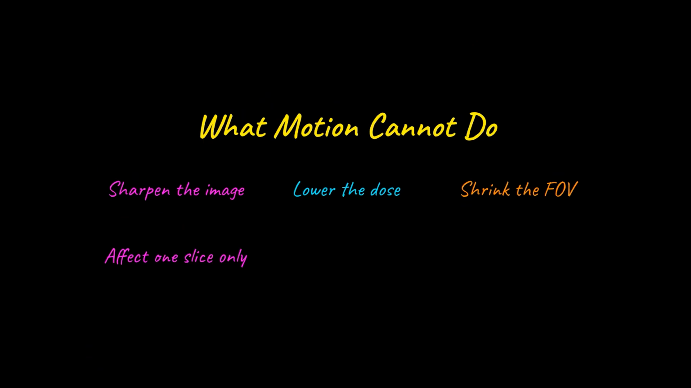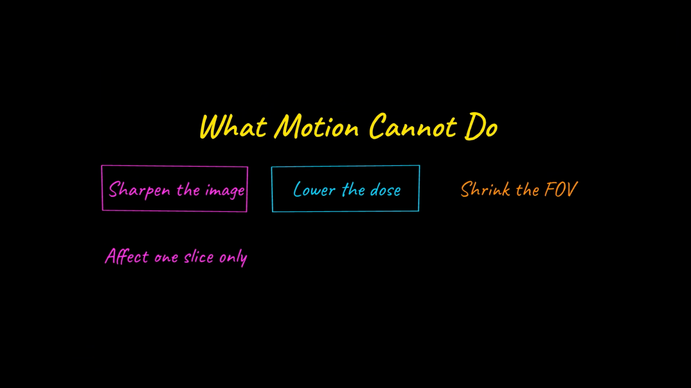When the patient shifts mid-rotation, later projections record the anatomy in a different position than earlier ones. The algorithm cannot reconcile these disagreeing views, so it produces blurring, doubling, and streak artifacts that spread throughout the entire reconstructed volume, not just one slice. It's equally important to know what motion does not do. It cannot sharpen an image, lower the radiation dose, or shrink the field of view. Those are all fixed by exposure parameters and equipment settings chosen before the scan begins.